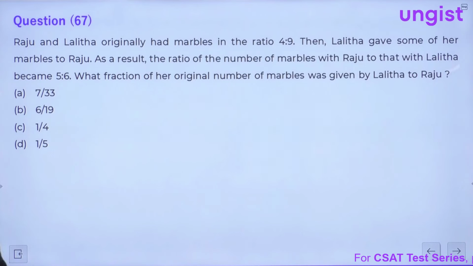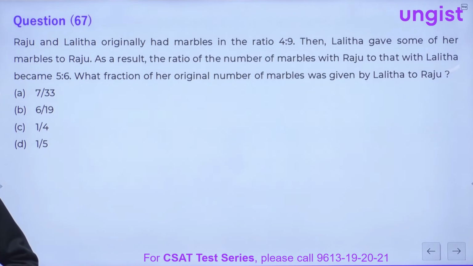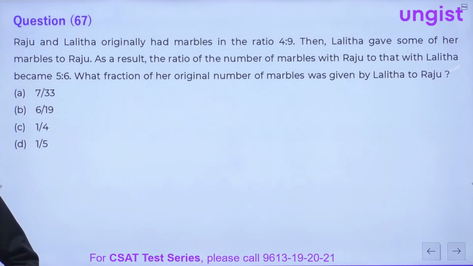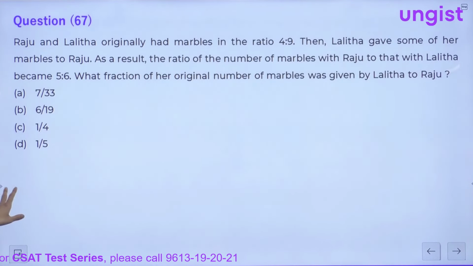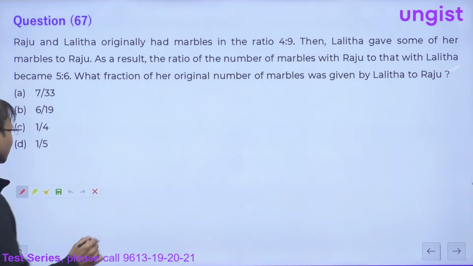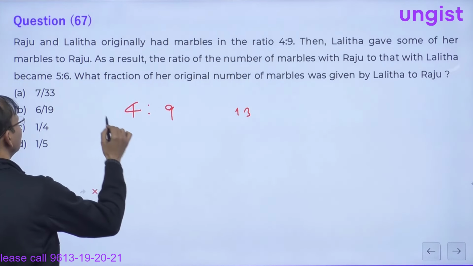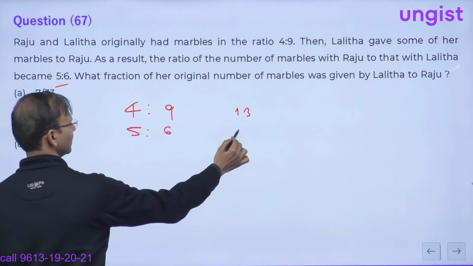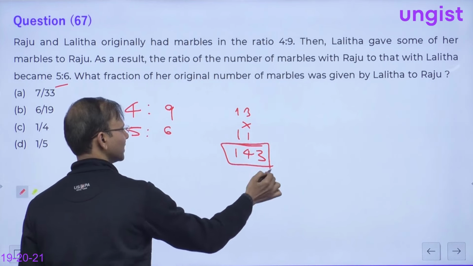Okay. Raju and Lalita originally had marbles in the ratio 4:9. Then Lalita gave some of her marbles to Raju. As a result, the ratio of the number of marbles with Raju to that with Lalita became 5:6. What fraction of her original number of marbles was given by Lalita to Raju? See guys, here in these type of questions, let me tell you one thing. This is 4:9, right? The sum is what, 13? And then this is 5:6. The sum is what? 11. So just try to assume the number as the product of these two numbers so that you will always get the integers.